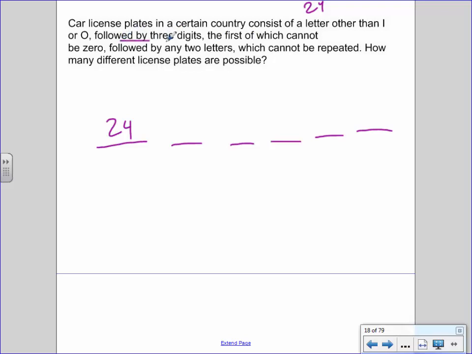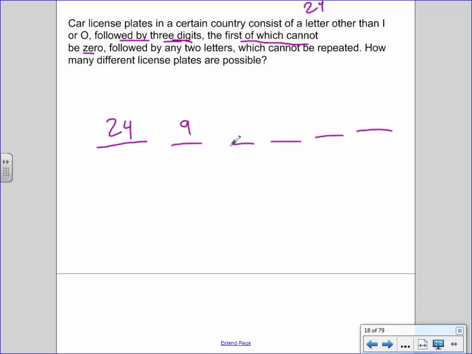Then it's followed by 3 digits, the first of which cannot be 0. So if this can be any digit, how many digits are there? Actually, normally there are 10, but if we're not using 0, then there's 9. Now, can I use 0 here, though? Yeah, because only the first one couldn't be 0.